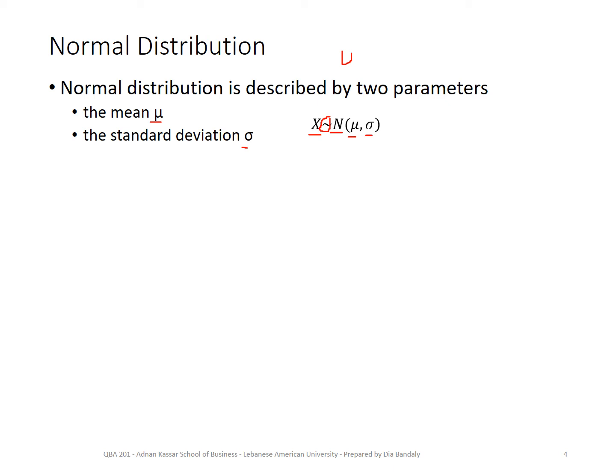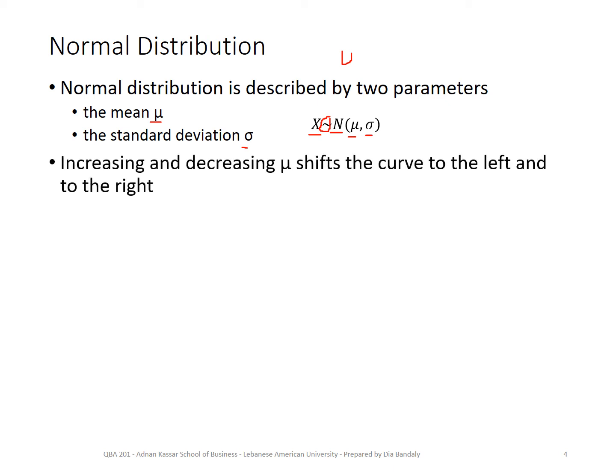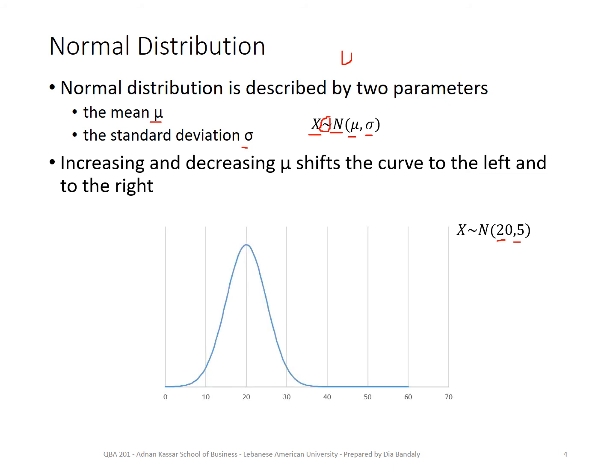Okay, so let's see the effects of mu on the curve. For example, if variable x has a normal distribution with a mean of 20 and standard deviation of 5, I will represent its PDF like that. You can see that the PDF is symmetrical with respect to the mean, and the mean here is 20. Okay, this is one parameter of my distribution.